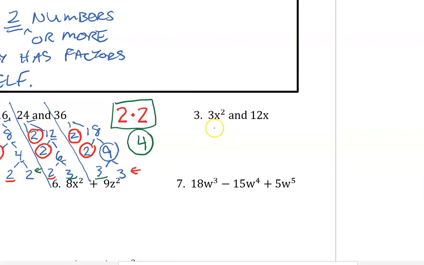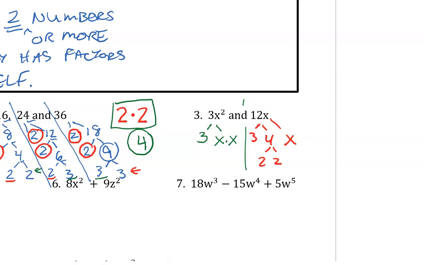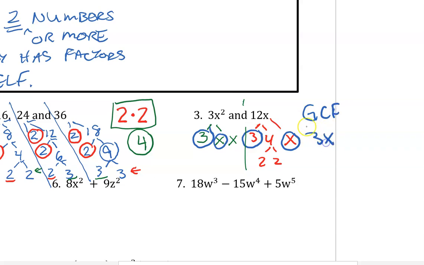For number 3, my factors for the number first, just 3 and 1. For x squared, my factors are x and x. For the number 12, my factors are 3 and 4, which has factors of 2 and 2. For x, the only factor is x. Now I'll go back and collect like factors, a 3 and a 3, and an x and an x. So my greatest common factor will be 3x.